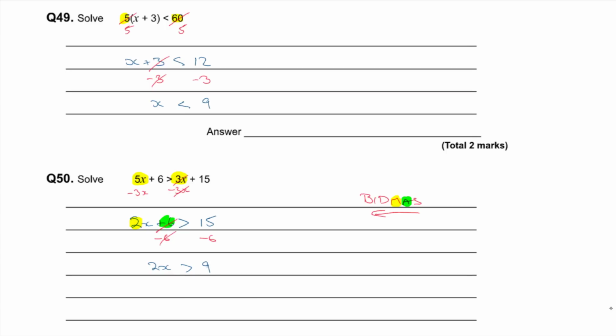Then dividing both sides by 2. Divide by 2, divide by 2. Leaves me with x is greater than 9 divided by 2. I could just leave it as 9 divided by 2, or if you really want to write it as a decimal, it's 4.5. Okay, either of those answers would have been acceptable.